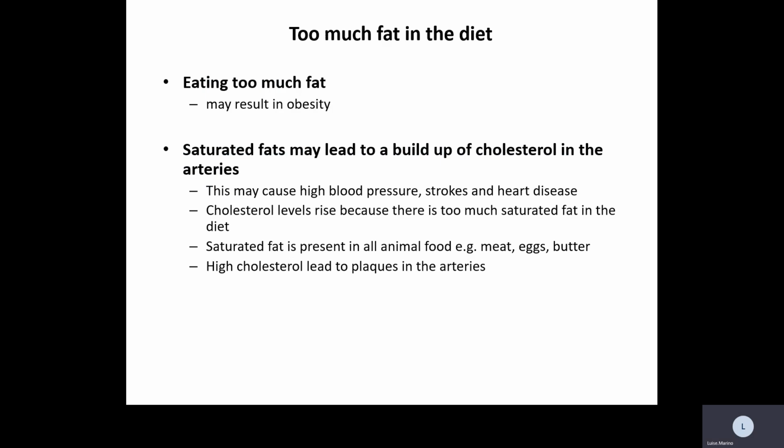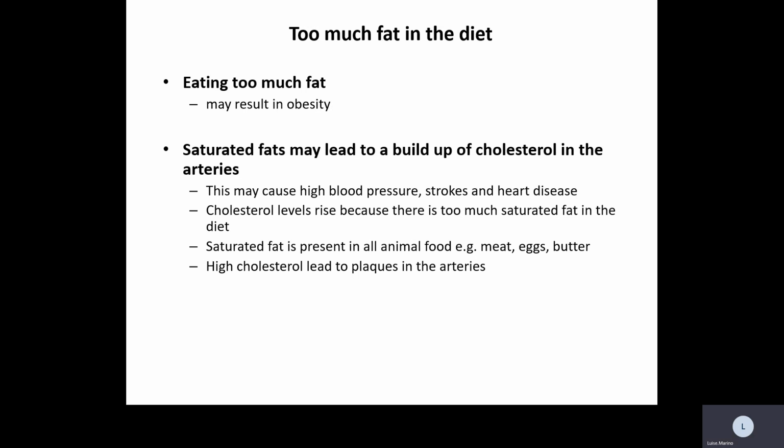So obviously too much fat in the diet may result in obesity, and the other thing that it may cause, if you have a diet that's very high in saturated fat, so your animal fats, is a build-up of cholesterol in the arteries. But what's really important to also remember is that cholesterol is endogenously produced, so the body will make its own cholesterol, and cholesterol has a really, really important function within the body. It's really important for immunity.